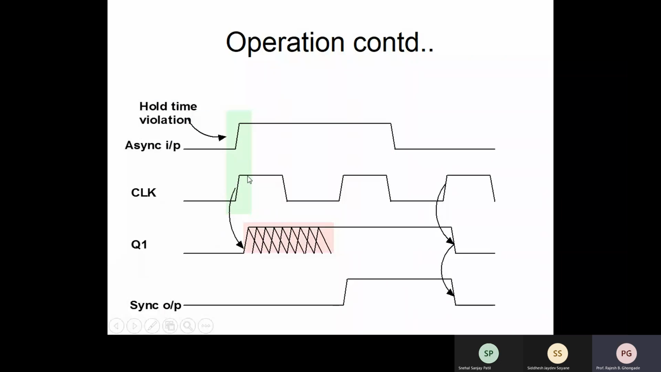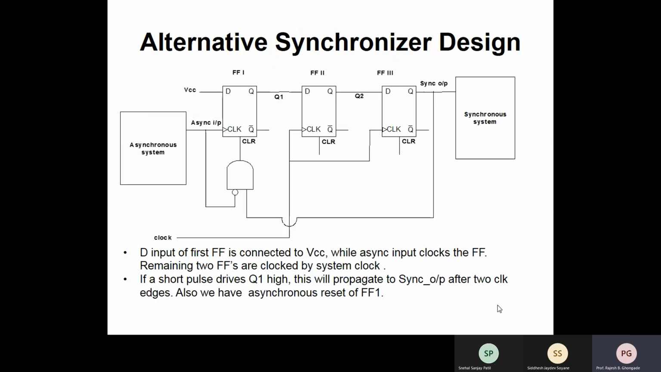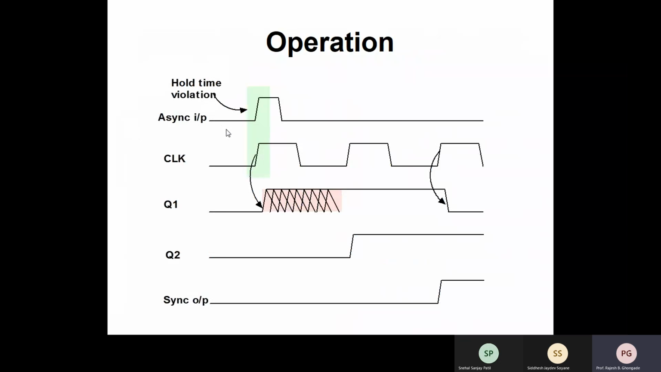So at the appearance of the clock, obviously the output of Q1 goes into a metastable condition. But whenever it recovers, the next time the output will again be synchronized. This is another alternative synchronizer design. We will not go into much detail about these things. But you can see that the D input of the first flip-flop is connected to VCC, while the asynchronous input is used as a clock. Well, let us not go into the details.